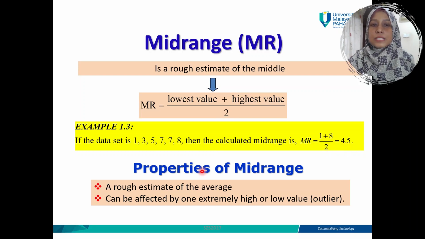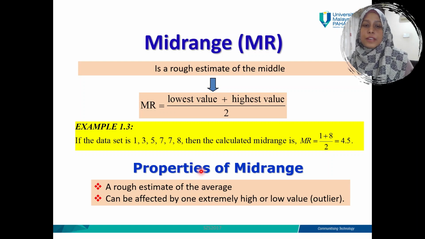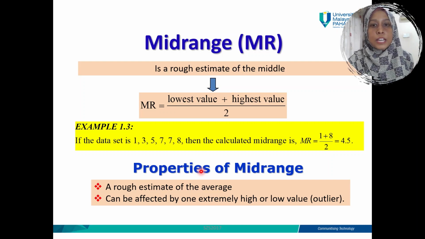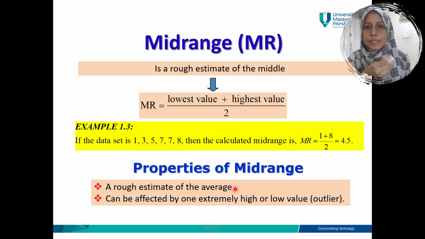Okay, mid-range is just a very rough estimate of the average, okay? It's a very weak representation of the central value of your data, but it still works, okay? It can be affected by extremely high or low values.